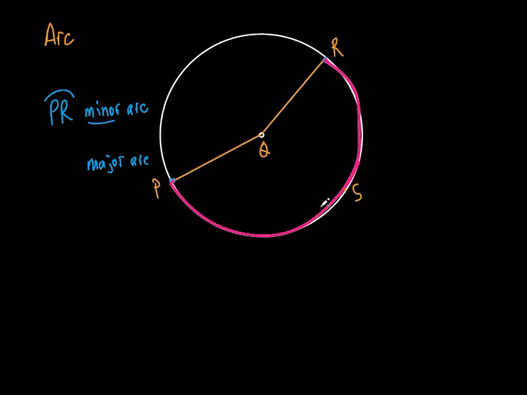So what we do to show the difference between a minor and a major is stick an extra point in there. If I just said arc PR, and I didn't even say major or minor, you would know I'm talking about from P to R in that direction. I'm not going from P to R in this direction. So if I said arc PR, it would just be this one.